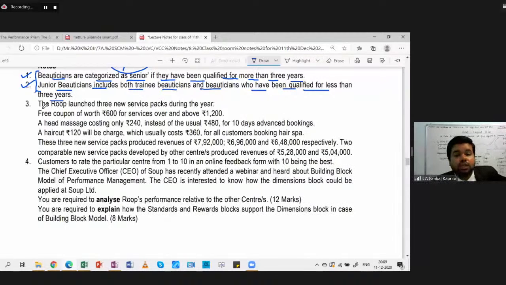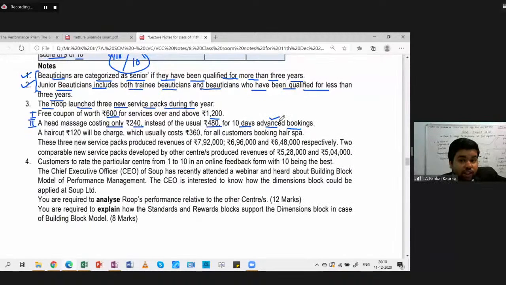Okay. Further, the group launched 3 new service packs during the year. The first pack launched by the group: a free coupon worth ₹600 for service over and above 1200. A ₹600 coupon on a purchase of ₹1200. Second, a head massage costing only 240 instead of 480 for 10-day advance booking. If you book in advance, it means there is a guarantee of the sale, a guarantee of the revenue. If there is a guarantee of the revenue, then they will charge half to you.